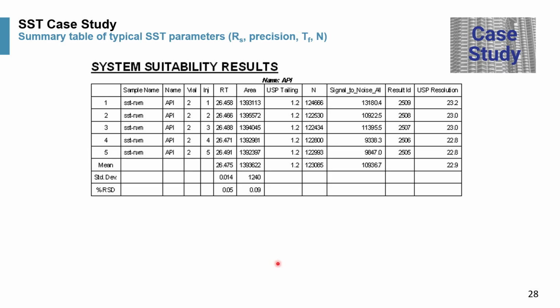Now here is an example, once again, of Waters Empower 3 on system suitability tests. Actually, reporting of resolution, precision, where the precision is less than 0.1%, plate count, and signal-to-noise ratio. So all these can be captured very easily onto a data report on your CDS on Empower.